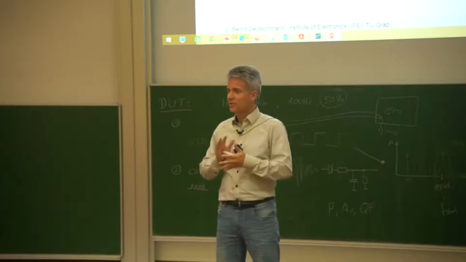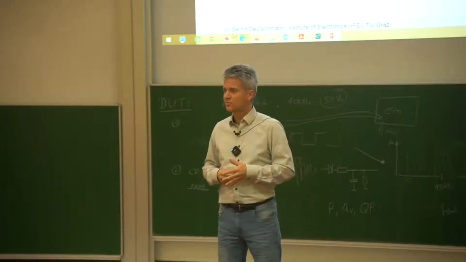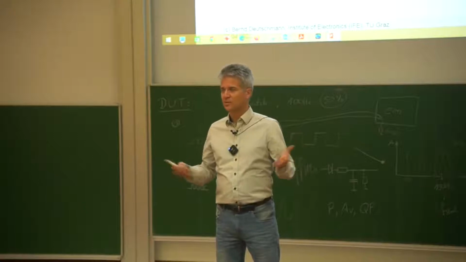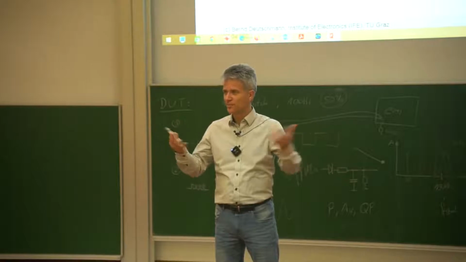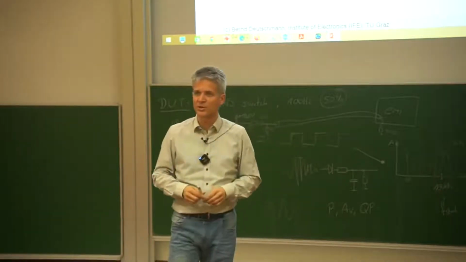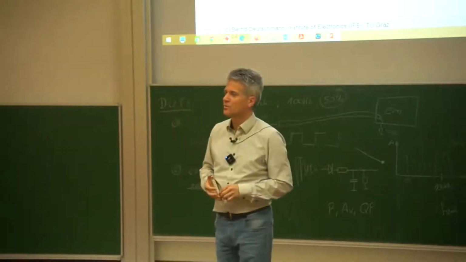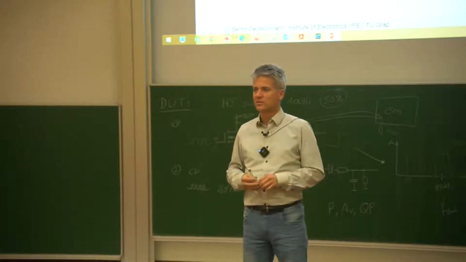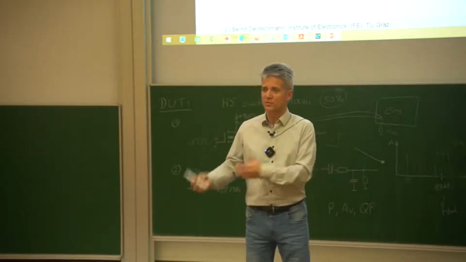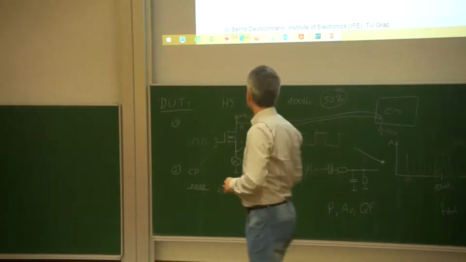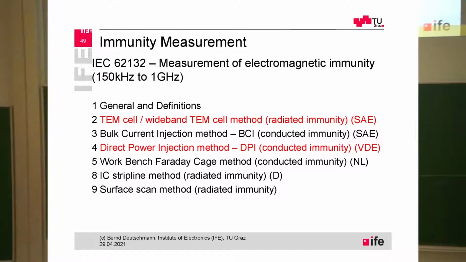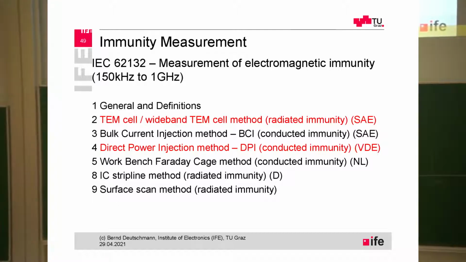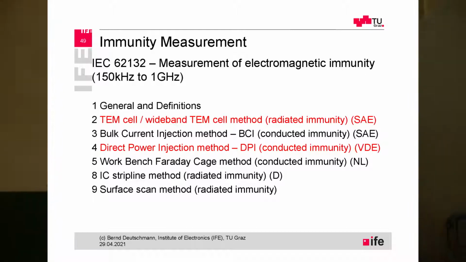Then let's talk about the immunity characterization, because as I said, electromagnetic compatibility deals with emission and immunity. And now we have to figure out how we can characterize how robust our ICs are against interferences, radio frequency interferences, for example. In this case, we also have a standardized measurement setup, and the standard is the IEC 62132 standard.